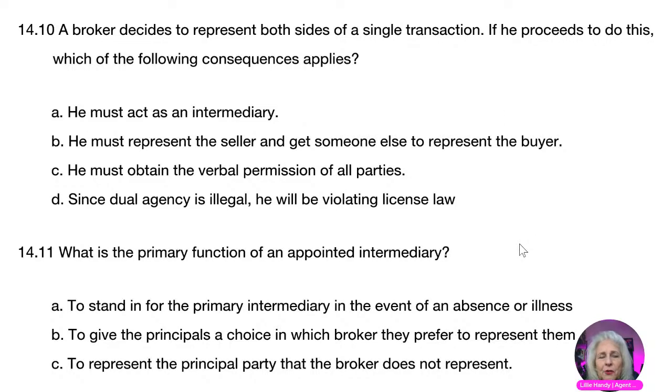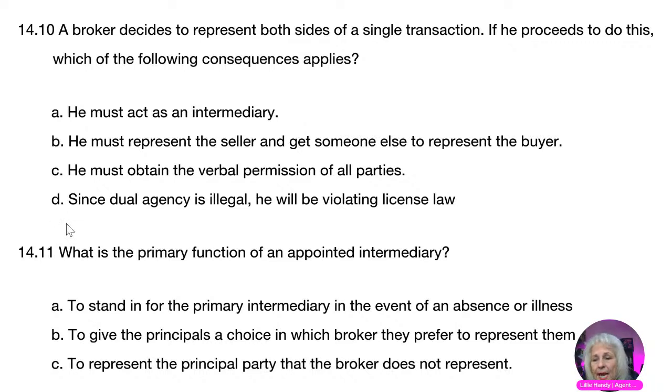A broker decides to represent both sides of a single transaction. If they proceed to do this, which of the following consequences applies? A, he must act as an intermediary. B, he must represent the seller and get someone else to represent the buyer. C, he or she must obtain the verbal permission of all parties. Or D, since dual agency is illegal, they will be violating license law.